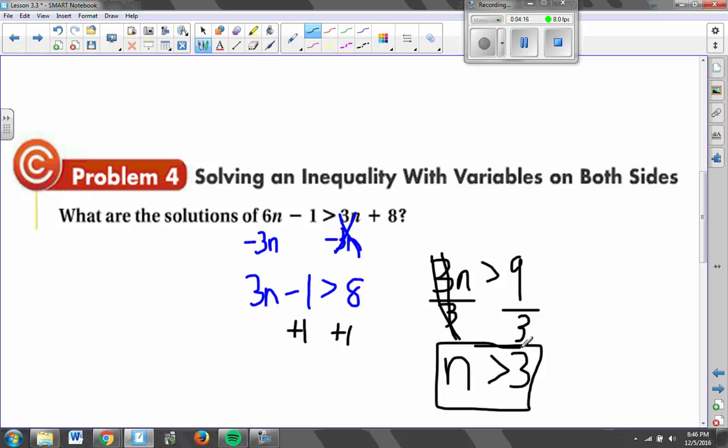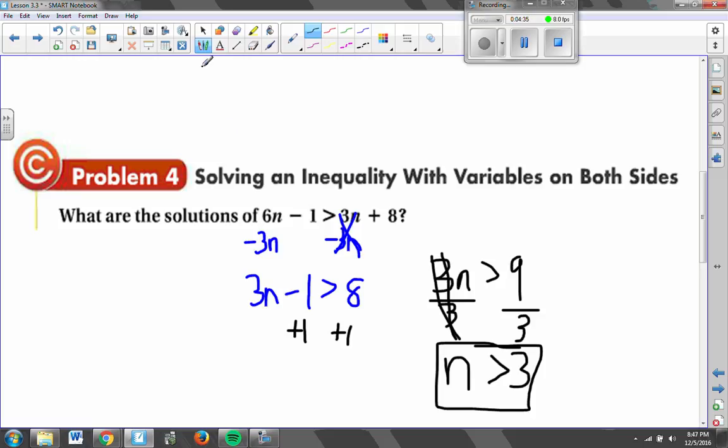So hopefully you can see how we're using the same skills from chapter 2 of solving equations, moving variables to one side, numbers to the other, using distributive property and so on, to try to get the inequalities into something that we know how to solve very easily.